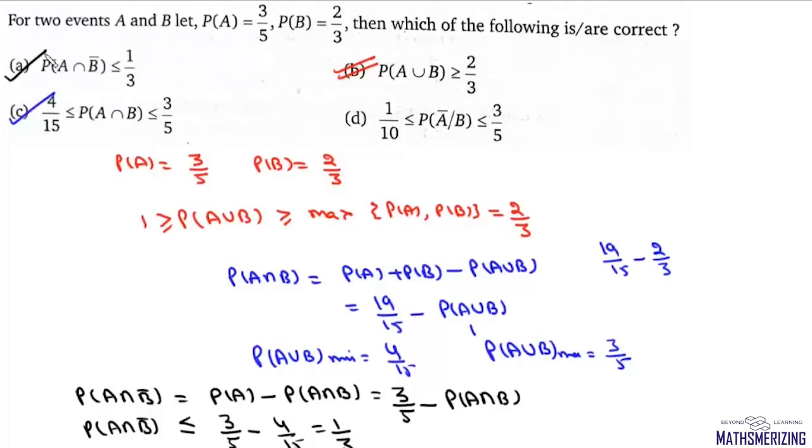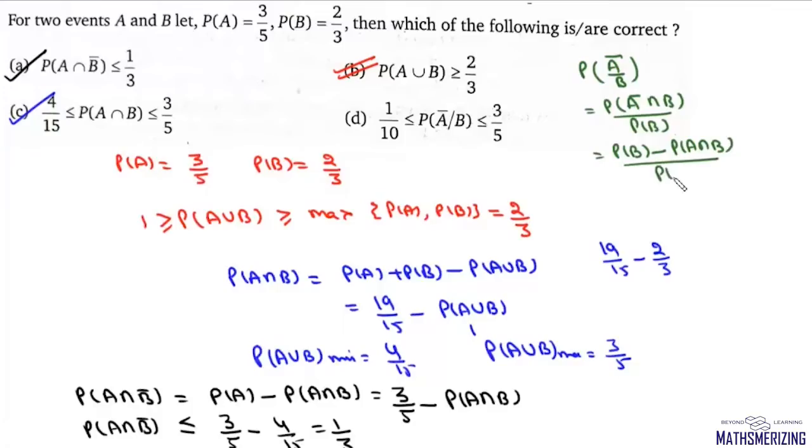Now if we look at option D, it is the probability of A naught upon B. Now the probability of A naught upon B is the probability of A naught intersection B upon the probability of B, or it will be the probability of B minus the probability of A intersection B, upon the probability of B. So it will be 1 minus, now P(A intersection B) will work out, and the probability of B is 2 by 3. So it will be 1 minus 3 by 2 into the probability of A intersection B.